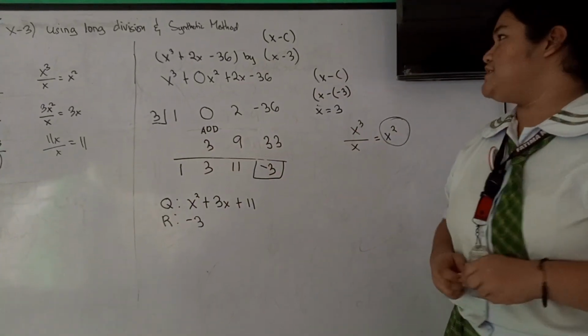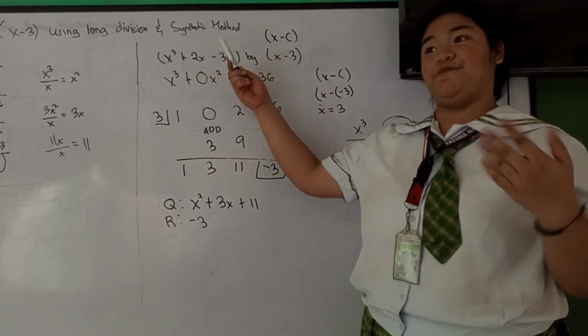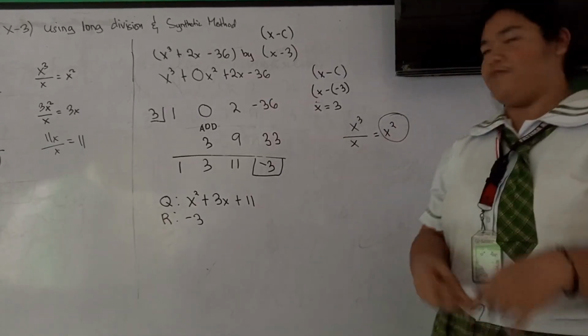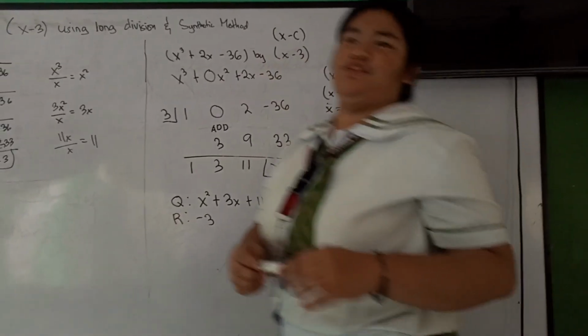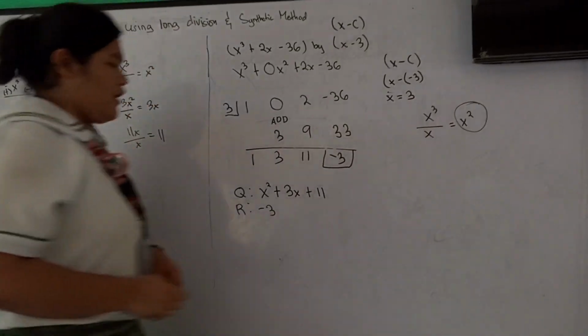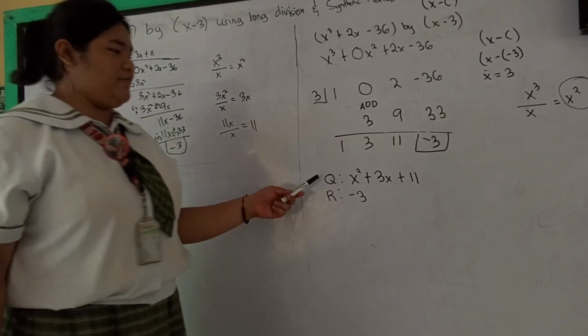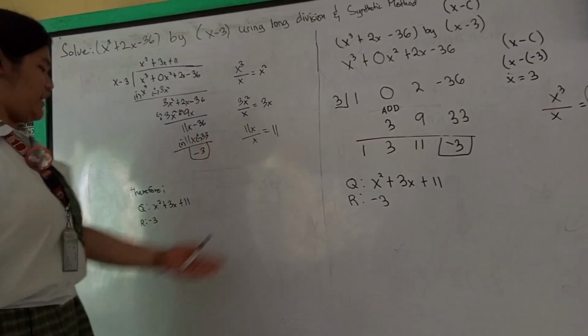As you have noticed, we have the same expression or equation using different methods, but whether you're using synthetic or long division, you will still be having the same quotient and remainder, or the same answer.